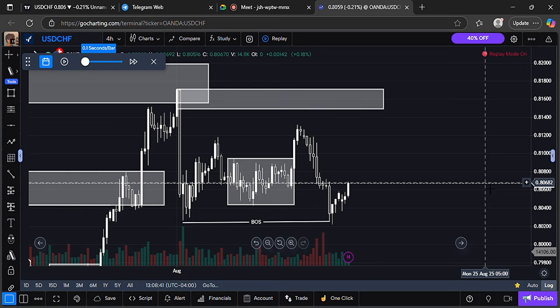Just look at bigger time frames. Bigger time frames are the key. You find 4 hour supply, 1 hour supply, and then look for breakout structure. We will be looking at breakout structure in the next videos too.